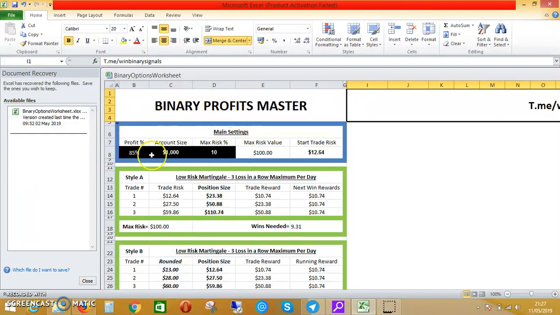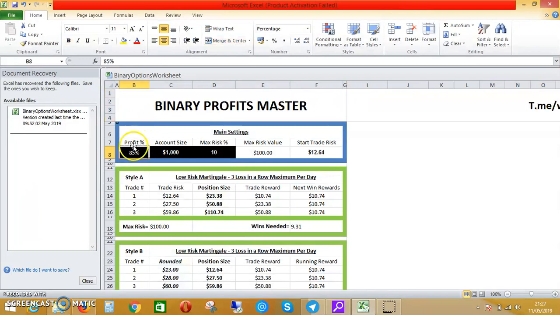This is a worksheet, and you see here this profit percentage talks about the profit you expect from your broker. When you place a trade, if you win, are you expecting 85%, 90%, or 95%, depending on what your broker is. So we want to put this at about 85%. Assuming a trade wins, we have 85% on top of your investment.